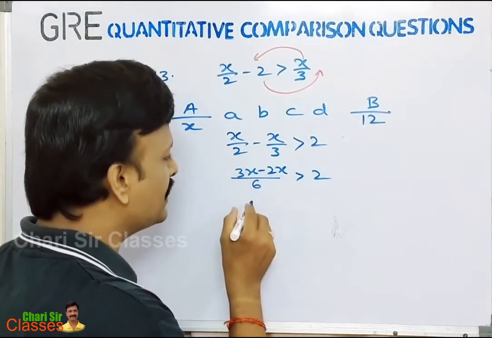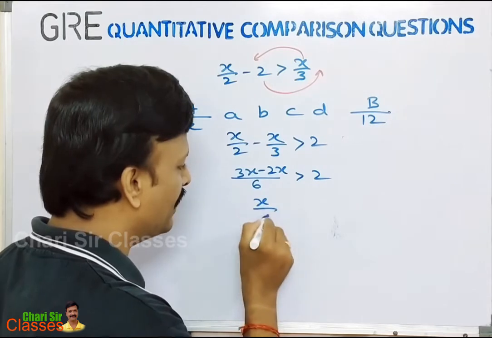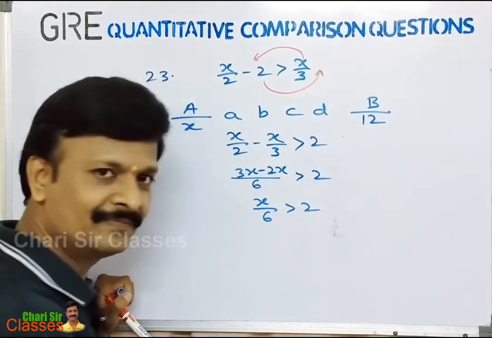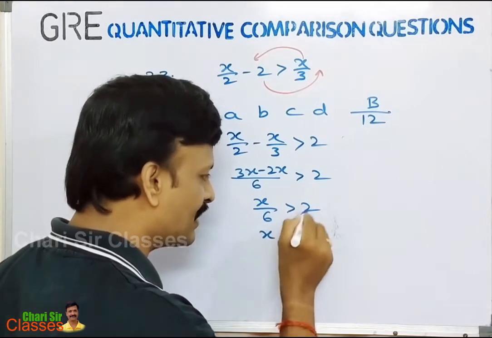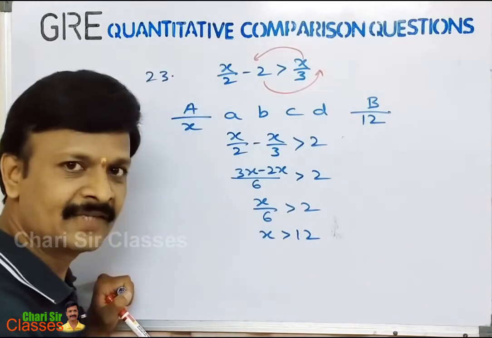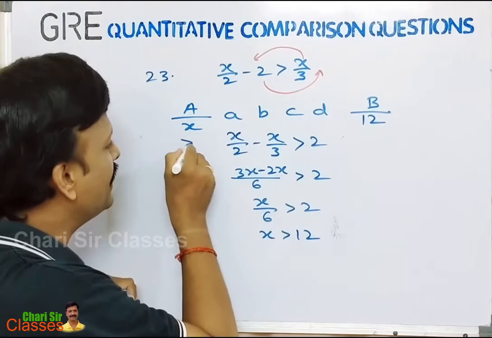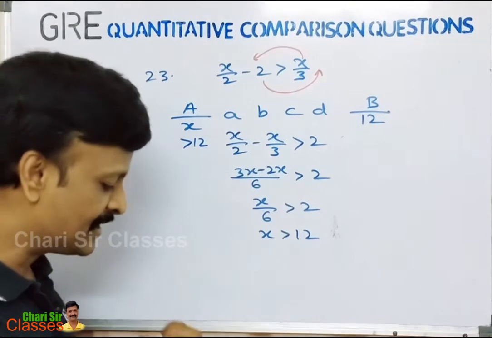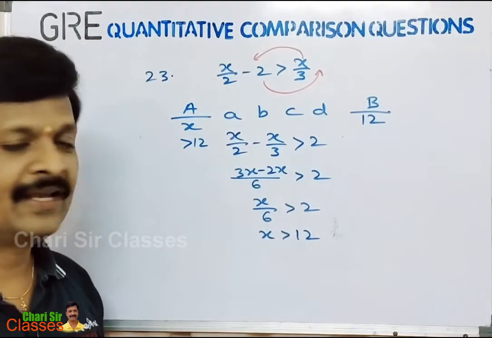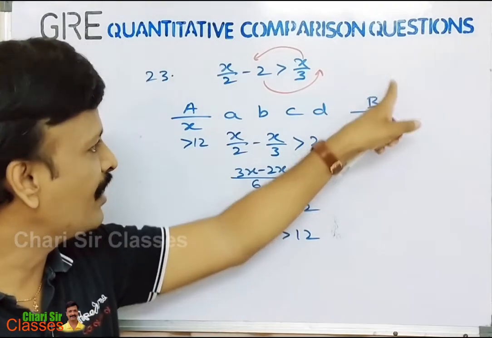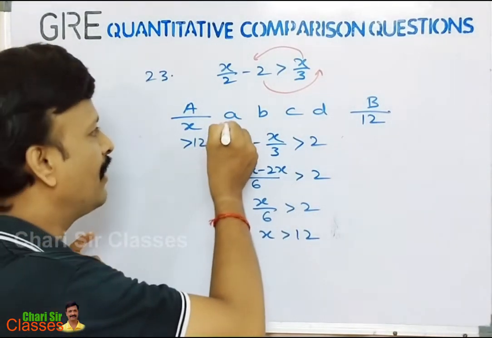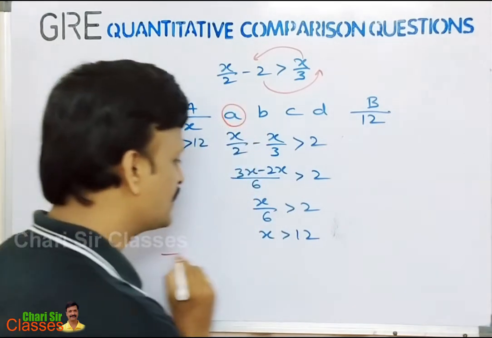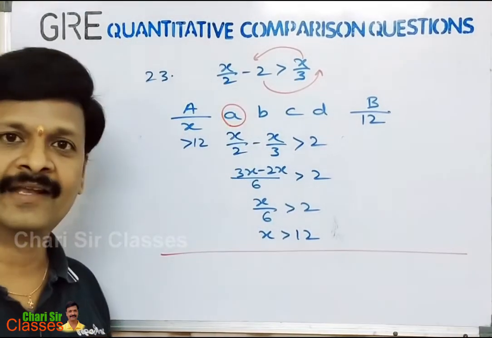Now 3x minus 2x is x by 6 is greater than 2. X is greater than 2 into 6 cross multiply, which is 12. Here the x value is greater than 12, and quantity B is 12, quantity A is greater than 12. Definitely our answer is A. Always quantity A is greater.